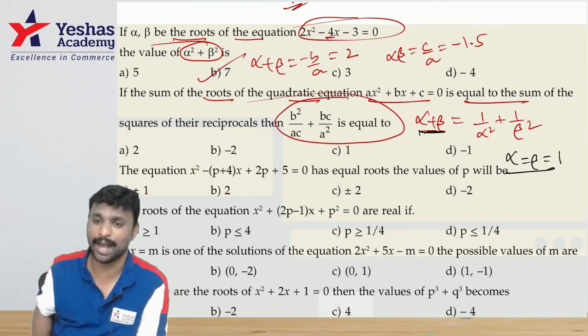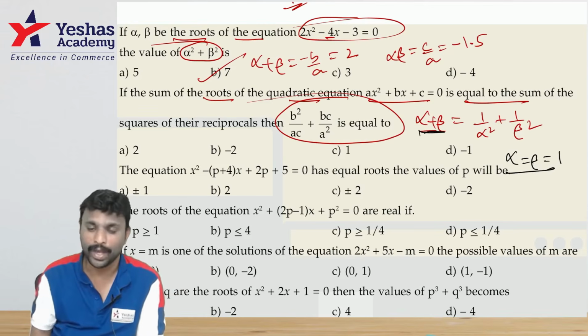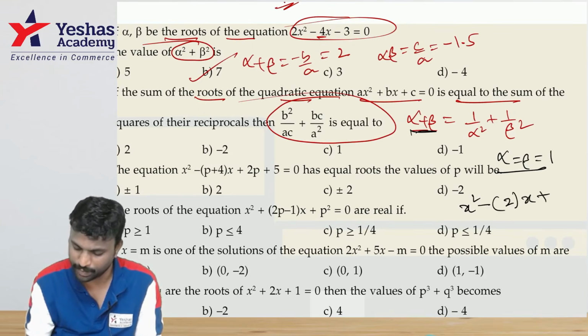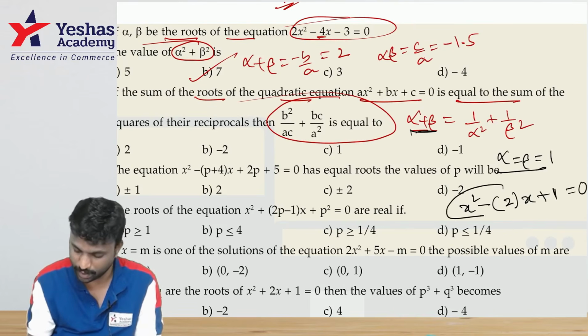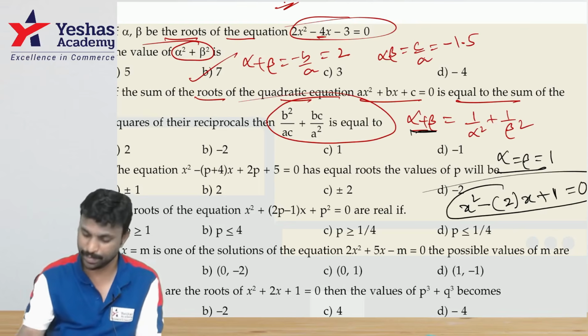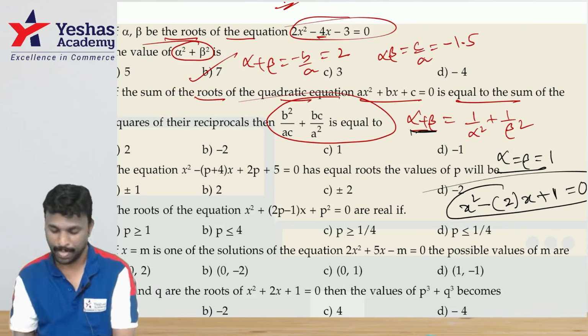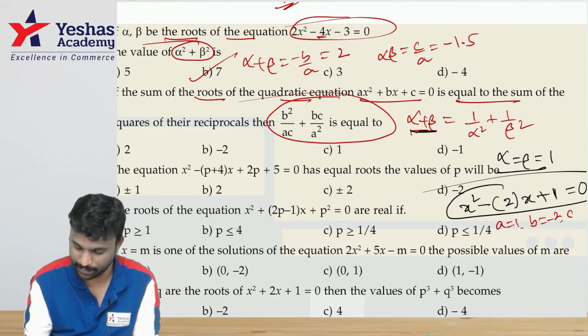Now, assuming alpha and beta both are equal to 1, the roots being equal to 1, how do I construct the quadratic equation? X square minus sum of the roots, 1 plus 1 is 2, into x, plus the product of the roots, 1 into 1 is 1, equal to 0. Guys, this is the quadratic equation: x square minus sum of the roots into x plus the product of the roots equal to 0. Now, a value is 1 here, b value is minus 2, c value is 1.